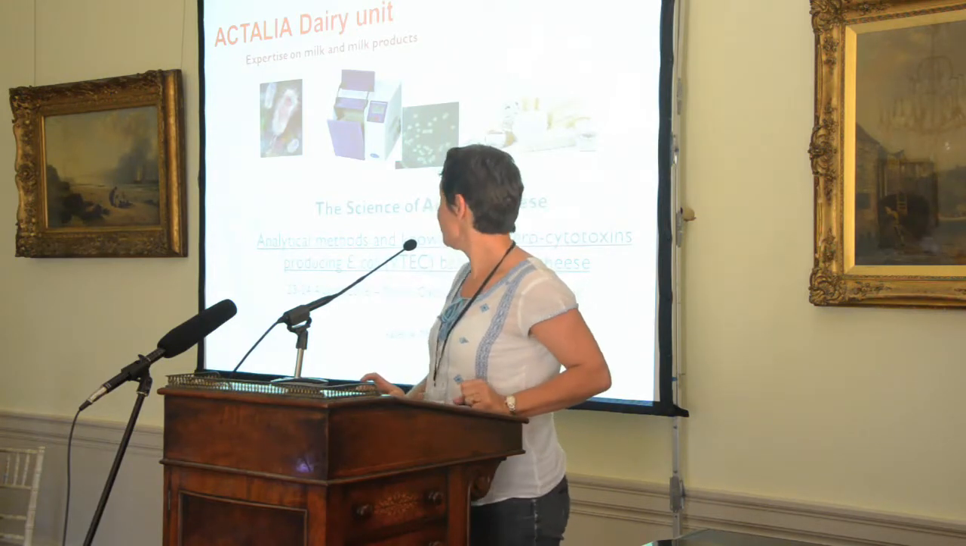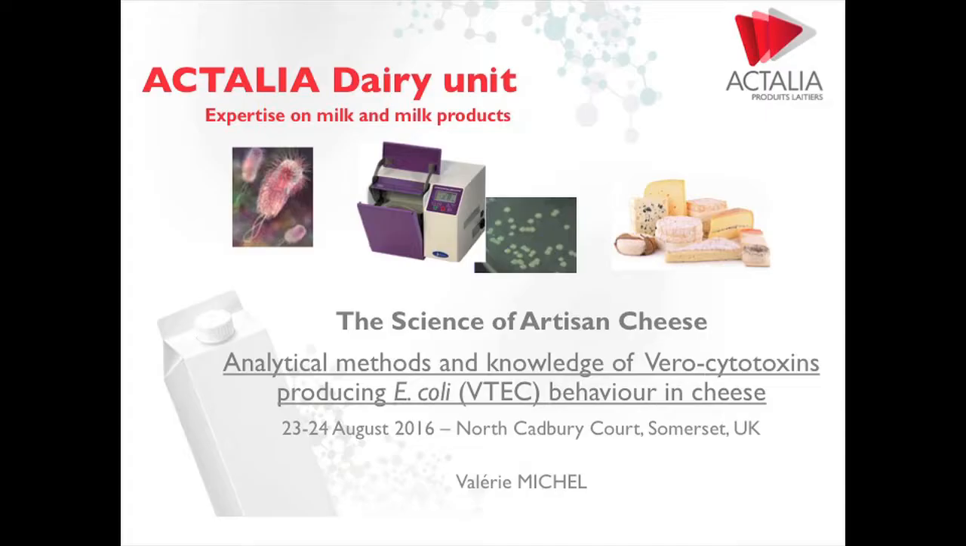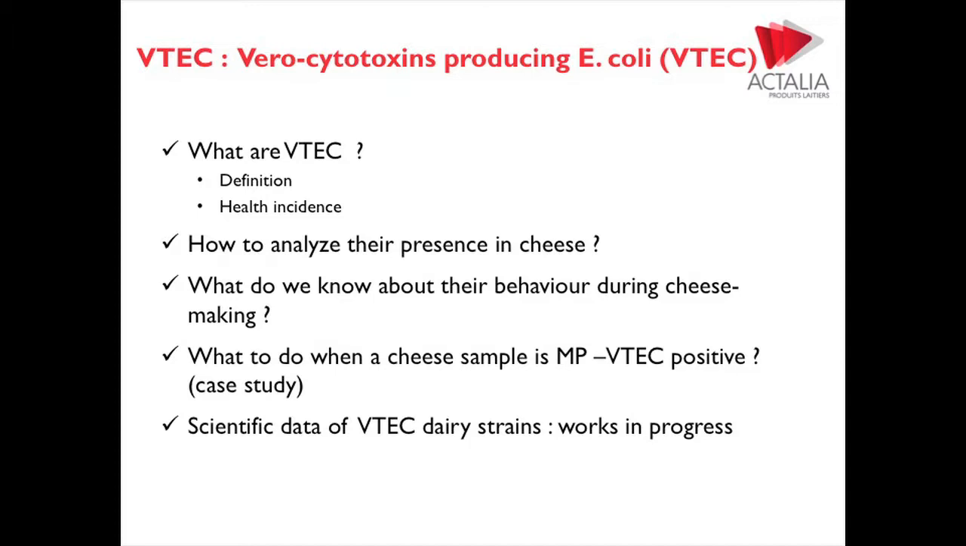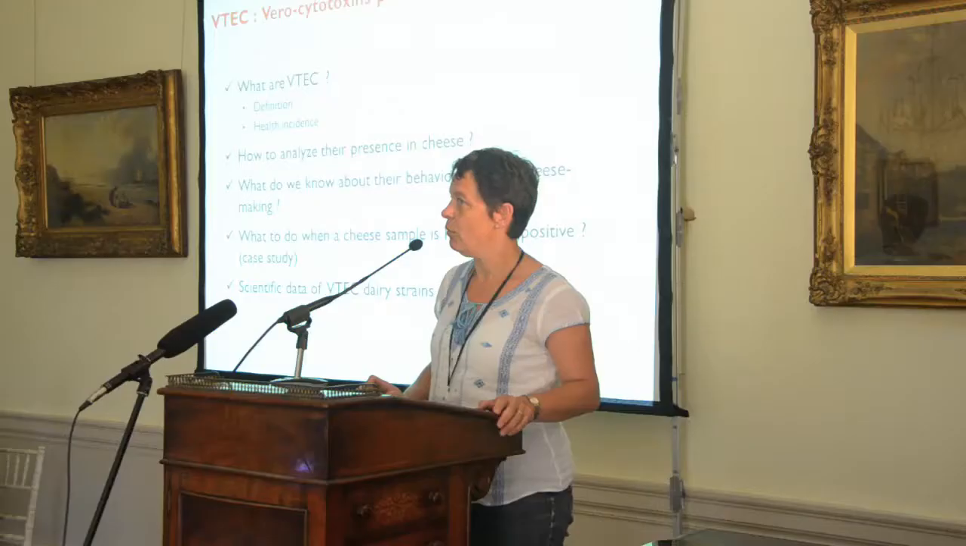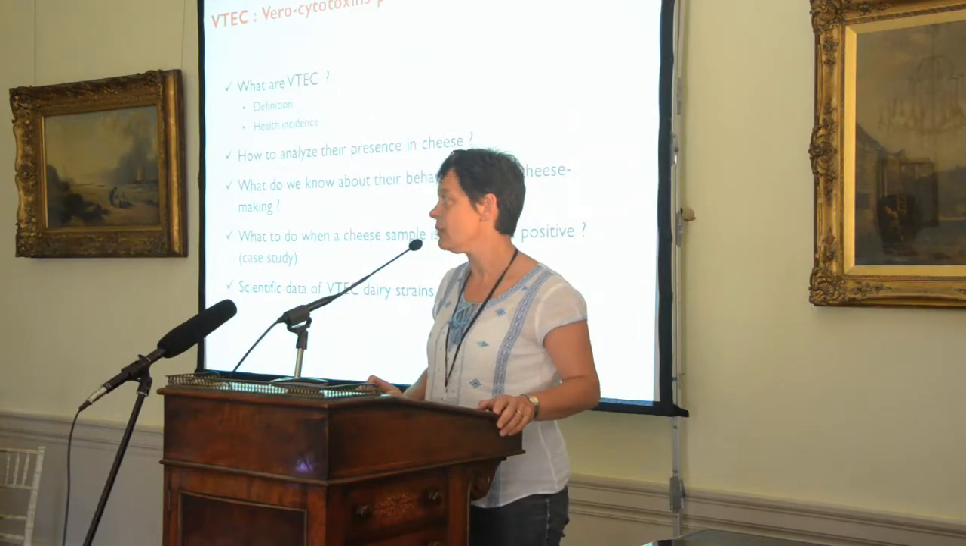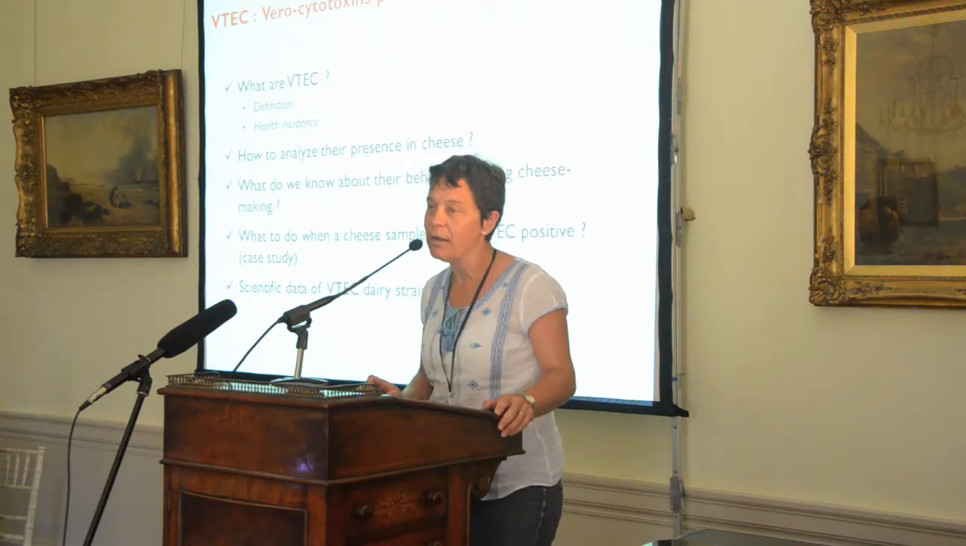So the talk will be about VTEC, which is also called Shiga toxin-producing Escherichia coli, or STEC. I will first give a description of what VTEC are, with a bit of definition. Sorry, but I need to do this for you to better understand what these bacteria are. Then I will give you a few data about how they can affect health and be a food safety issue as well. And then a bit of explanation of the way we analyze them to see if they are present or not in cheeses and in raw milk products as well.